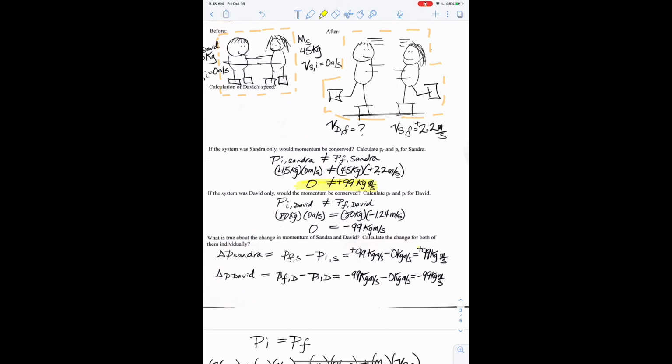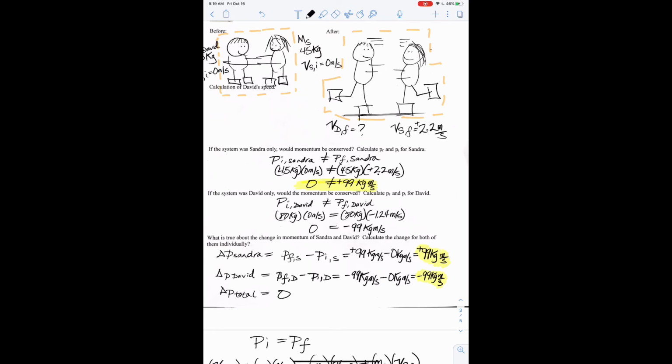So we can see that momentum is conserved because Sandra gained positive 99 and David gained negative 99. And if we add those two together, we see that the total is 0. So the change in momentum total for the system would be 0, right? If we just add those two quantities together. And that's the idea of how momentum is conserved. So that's how it works. Anyways, I just wanted to bring that up.